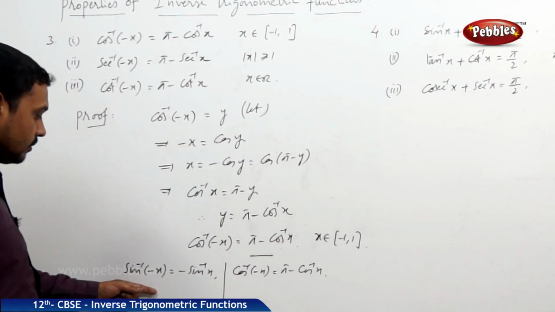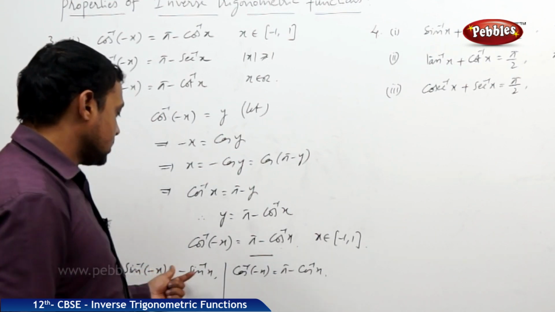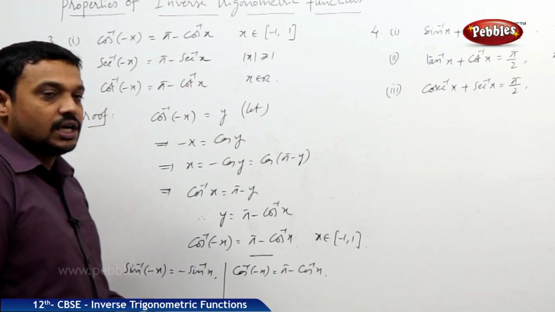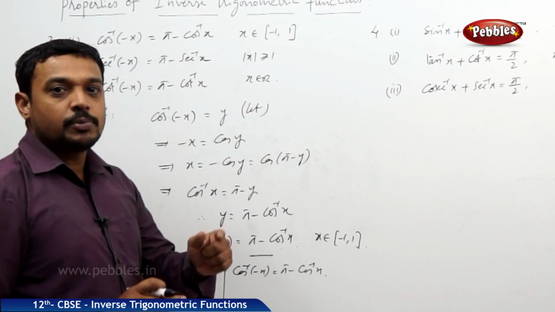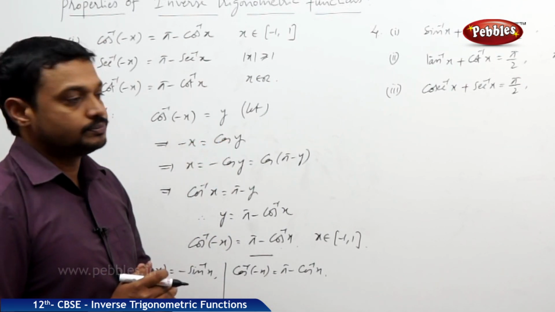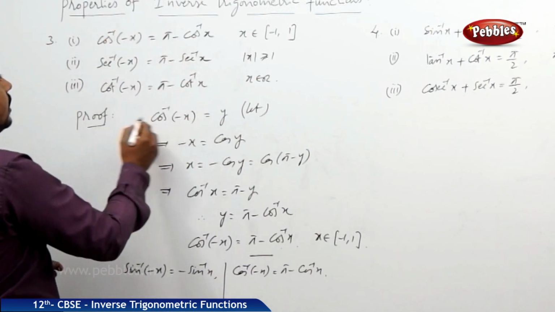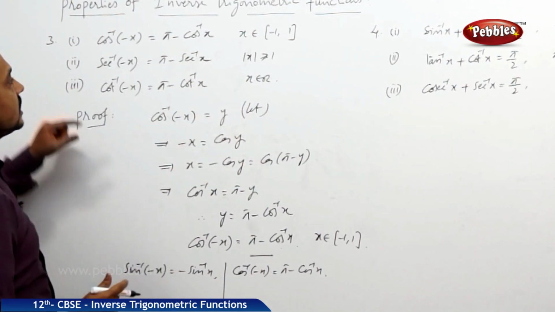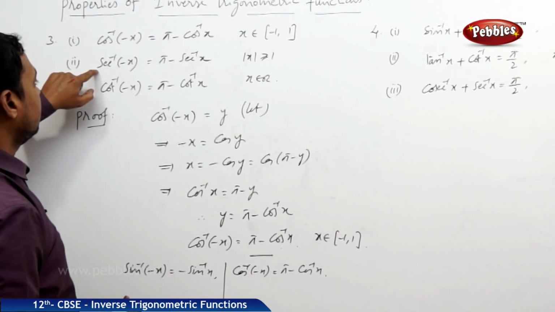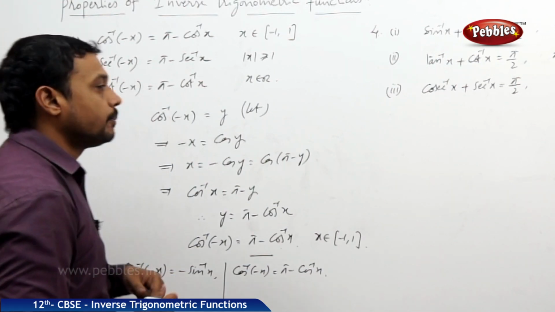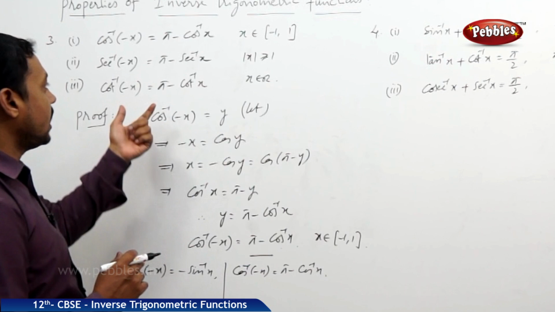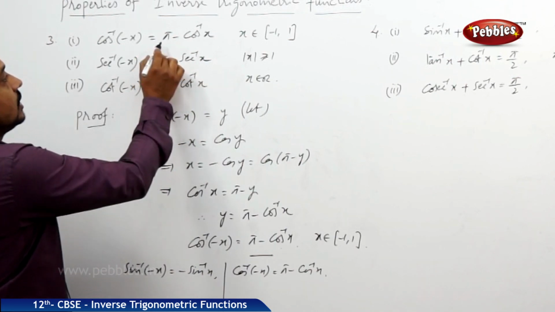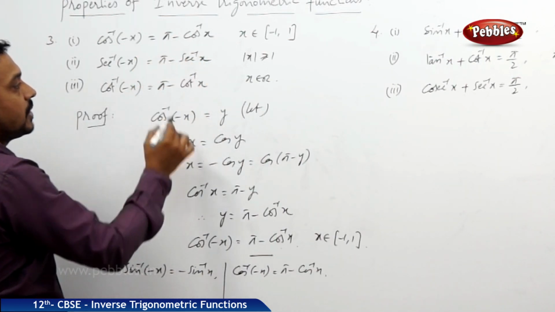Not only for this one, in the case of tan inverse of minus x is equal to minus tan inverse x, cosecant inverse of minus x is equal to minus cosecant inverse x. In these three cases, the principal domains are defined from minus pi by 2 to pi by 2. Whereas in this property, cos inverse, secant inverse and cot inverse are equal to pi minus something, since they have principal values from 0 to pi, so that we get properties like pi minus cos inverse x, pi minus secant inverse x, pi minus cot inverse x.